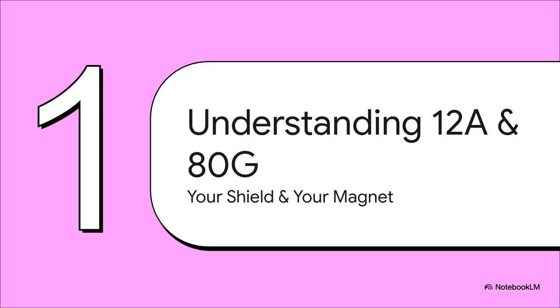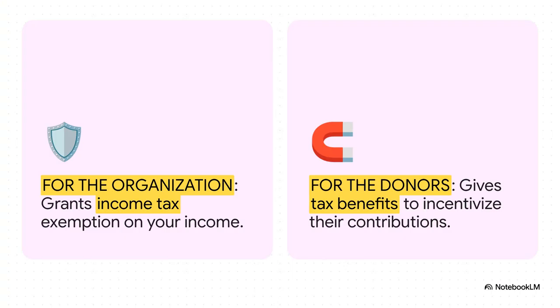So what are these two things, 12A and 80G? You can almost think of them as two sides of the same coin, and both are absolutely vital for your organization's financial health. Okay, the easiest way to think about it is like this. Section 12A is your organization's shield. It's the government saying, yes, you're a legitimate charitable organization, and it protects your income from taxes. Section 80G, on the other hand, is your magnet. It's for your donors. It gives them a tax break, which makes them much more likely to donate to you. And if you're looking for any kind of government funding, you need both, no question about it.